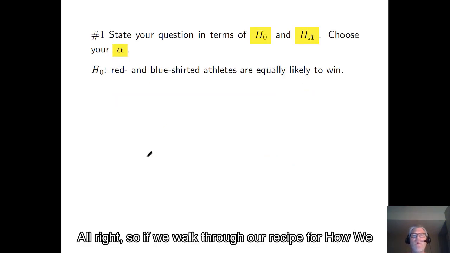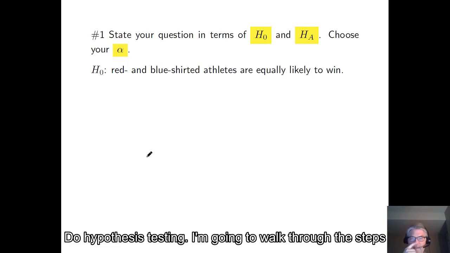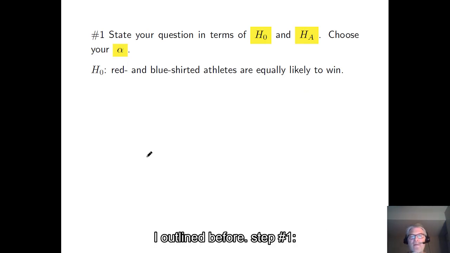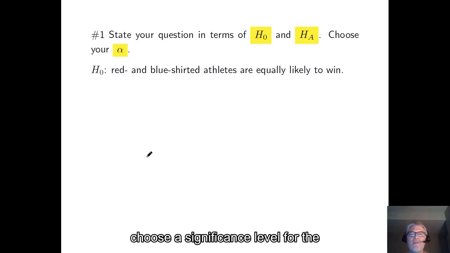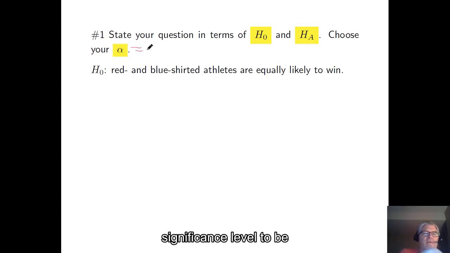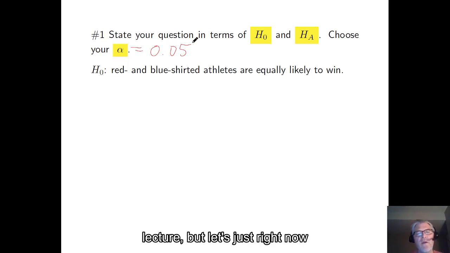All right, so if we walk through our recipe for how we do hypothesis testing, I'm going to walk through the steps I outlined before. Step number 1, state the question in terms of a null hypothesis and an alternative hypothesis, and choose a significance level for the test. We often choose a significance level to be 0.05. We're going to talk about that more in the next lecture, but let's just right now take that for granted.